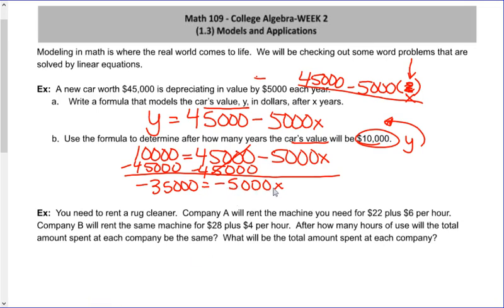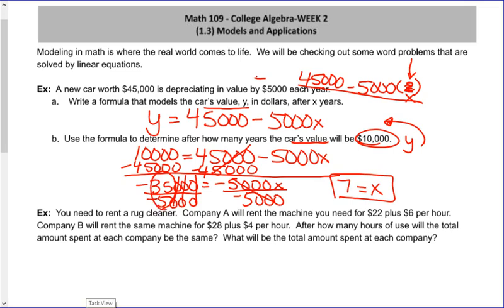Now I have negative 5,000 times x, so if I want to get x by itself, I have to, because that is times, divide by the number next to the letter, just like what we were doing in the previous section. So when I do that, this goes away, I get x on the right side, and when I do this division, a negative divided by a negative is a positive, and then 35,000 divided by 5,000 is 7. An easy way to do that, you can cancel these zeros out and just be left with 35 divided by 5. So 7, now that is what? 7 years. After 7 years, that car's value will be $10,000. That's what we just found.